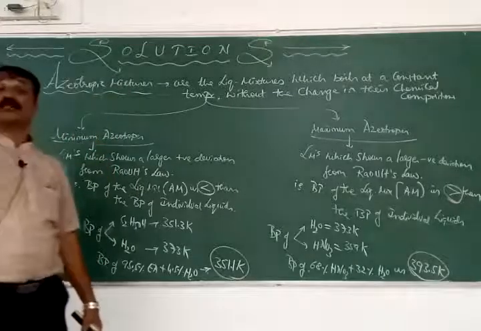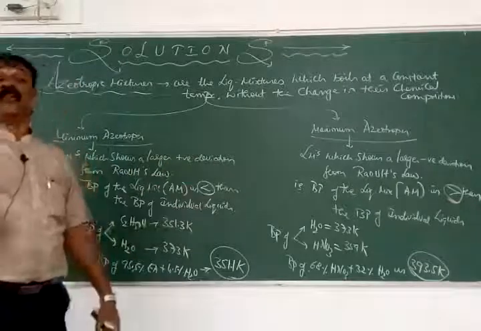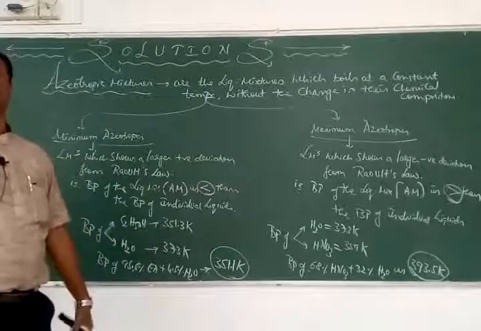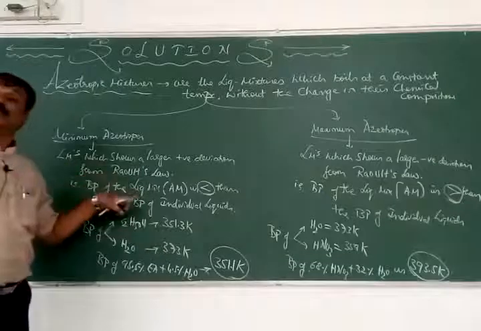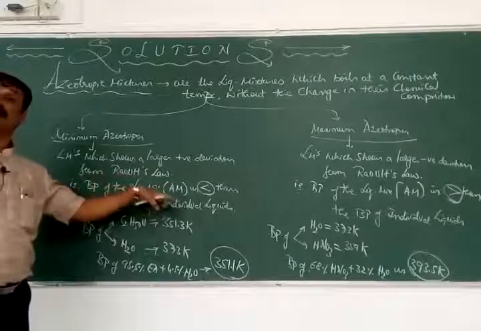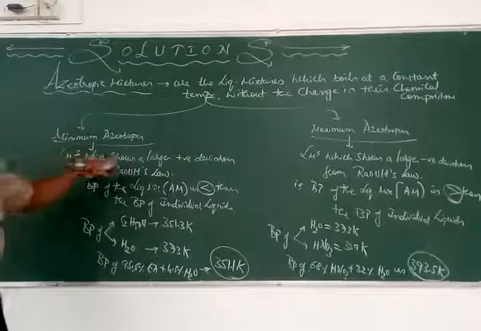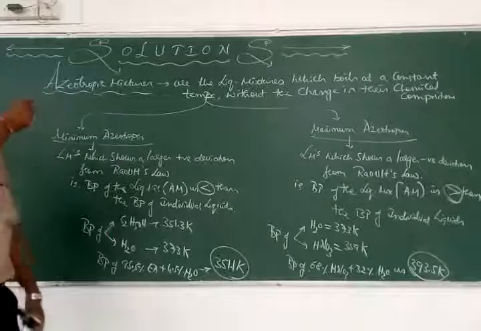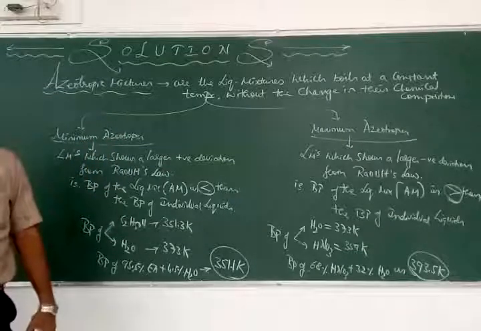They are the liquid mixtures which boil at a constant temperature without the change in the chemical composition. Means without the change in the chemical composition, they must have the same boiling point. So based on that, if the BP of the liquid mixture is found to be lesser than that of the individual liquids, then it is called minimum azeotropic mixture. If the boiling point of the liquid mixture is found to be greater as compared to that of the individual liquids, then it is called maximum azeotropes.